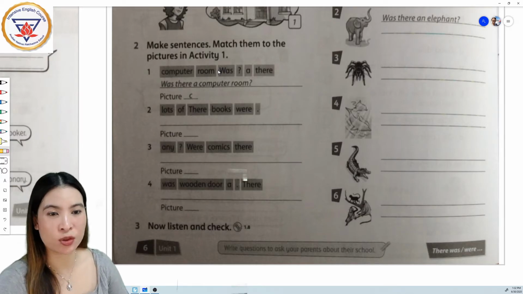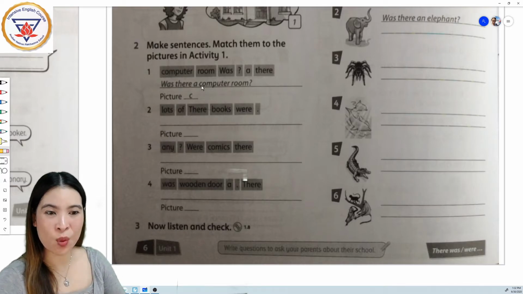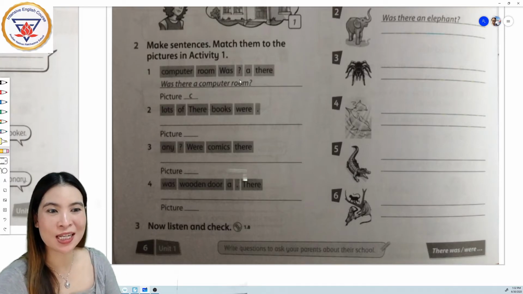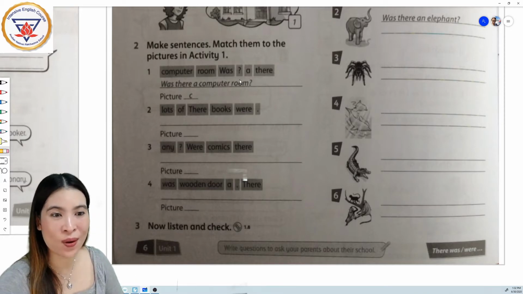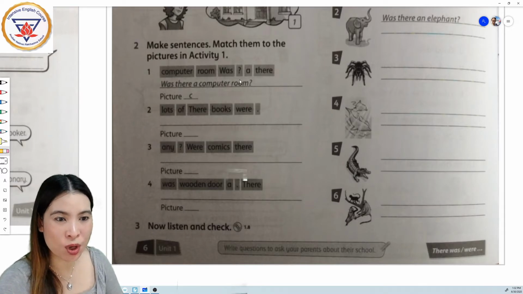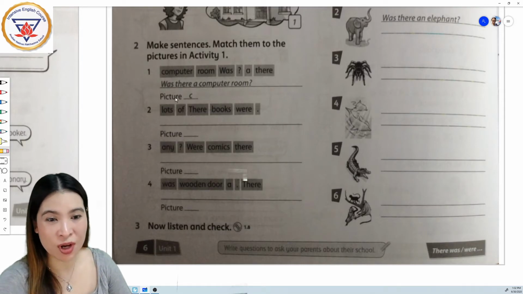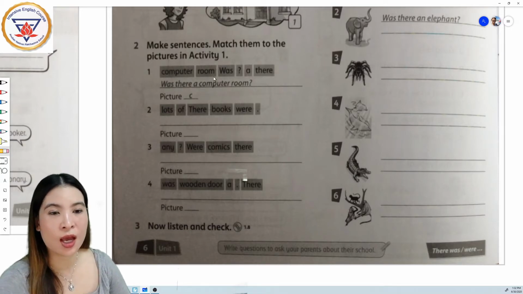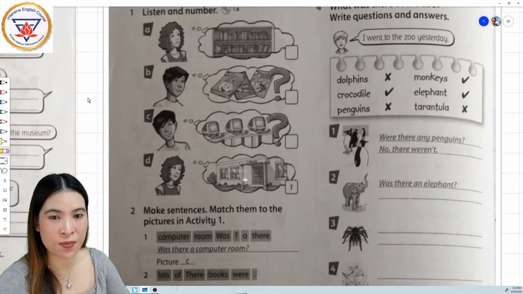So let's take a look. Was there a computer room? Why did they have was there a computer room? Correct, that's because they have a question mark. As soon as you see a question mark, you instantly know that it's a question. So what would you do with a question? Of course, you have to put was or were in front of the sentence. And that's it. Voila. So you got this. Was there a computer room? Don't forget the question mark. And then you go up there and see the picture.